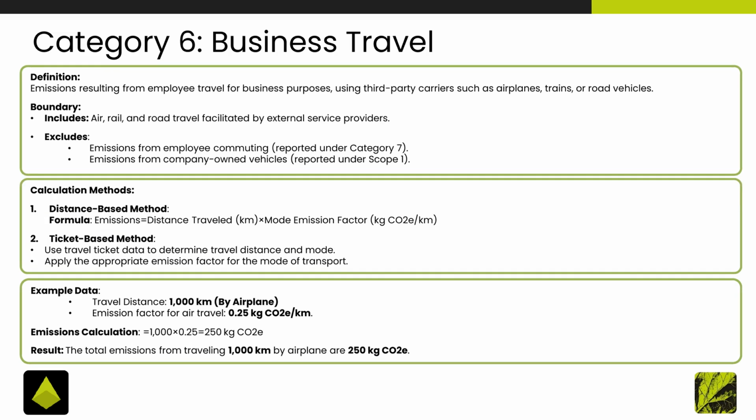Let's delve into Category 6, business travel. This covers emissions from employee travel for business purposes using third-party carriers like planes, trains, or cars. The boundary includes air, rail, and road travel not covered in Scope 1. Calculations are typically distance-based, using travel distances and mode-specific emission factors. For example, a 1,000-kilometer trip by airplane produces emissions of 0.25 kilograms of CO2 per kilometer traveled, resulting in 250 kilograms of CO2 equivalent. By choosing more sustainable travel options, companies can effectively reduce these emissions.